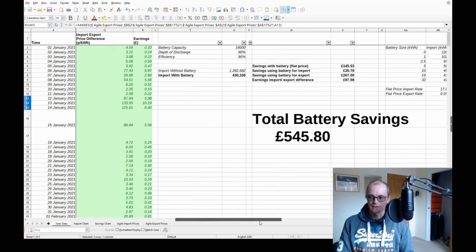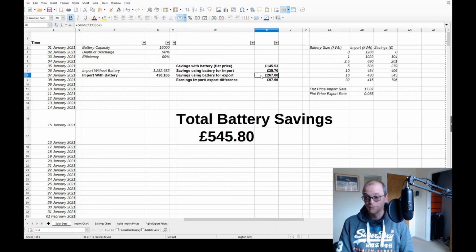So when we add all of that up, most of the value is in exporting surplus solar power in the summertime at a more expensive time of the evening. And then using the remaining capacity of the battery to get your price difference there results in £97. So you end up with £550 almost of value from your battery in the case of a 16 kilowatt hour battery.